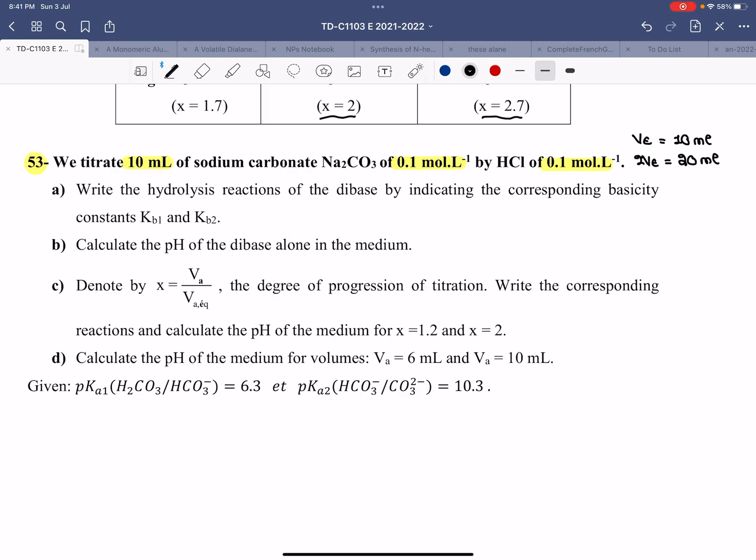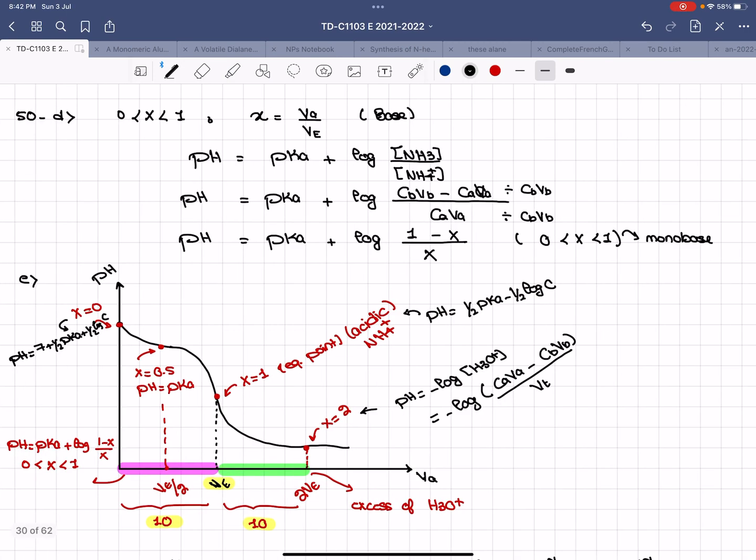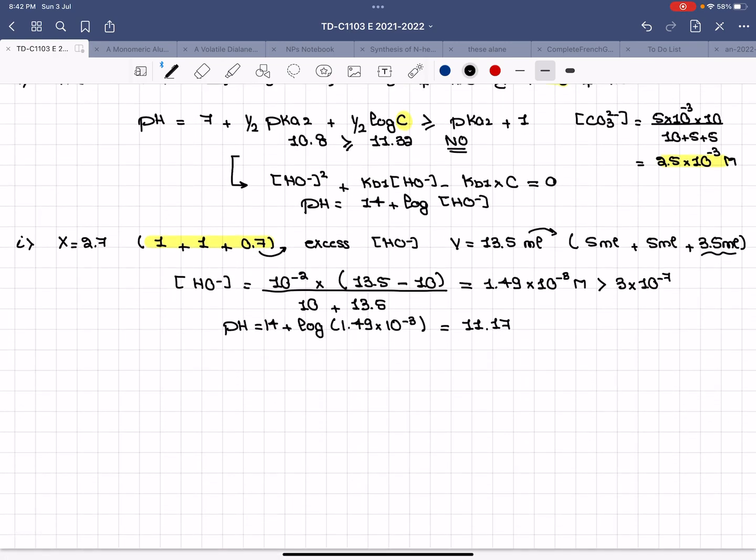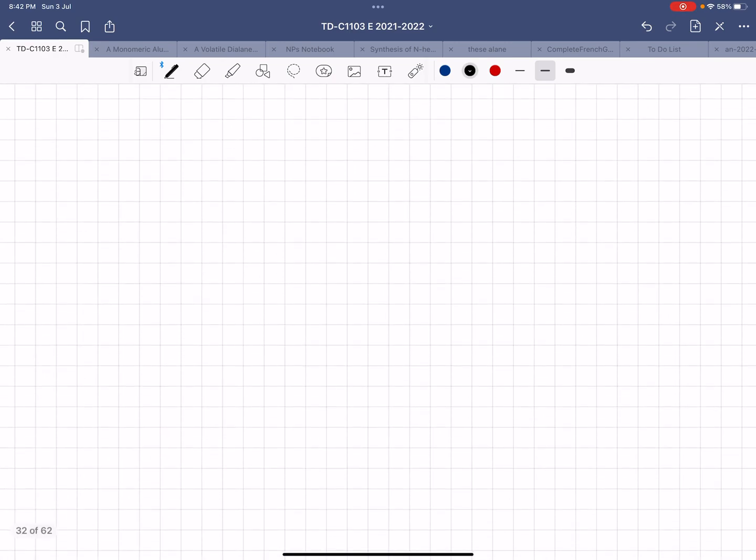Write the hydrolysis reactions of the dibase and KB1, KB2. Calculate the pH. Denote X equals VA over V equivalence. Write the corresponding reactions and calculate the pH of the medium for X equals 1.2 and 2. Calculate the pH of the medium for 6 and 10. And we have pKa1 given as 6.3, pKa2 given as 10.3. Okay, let's start. 53, we're going to do it here.